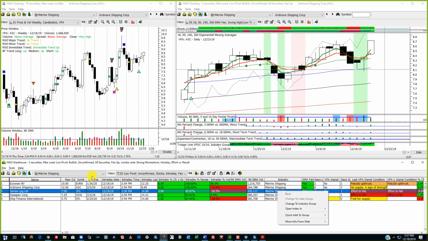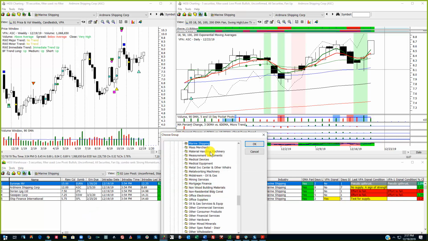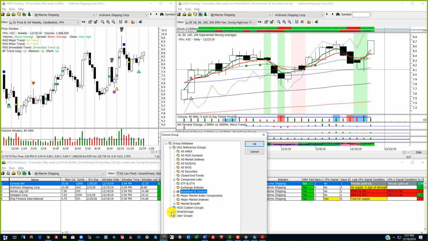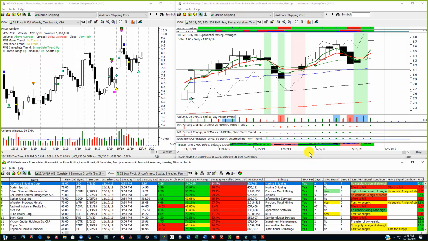Okay, now I can't go back. You can see that's ghosted. So what I'm going to have to do is choose the group again, and I'll just make this easier. I'm going to go back to Ian Woodward and Ron Brown. I'm going to consistent earnings growth, and here it is. It's the first subfolder. This is all of the stocks. These other smart groups are consistent earnings growth with certain criteria applied in the filter. I usually just work off the top group because it lets all the stocks pass.